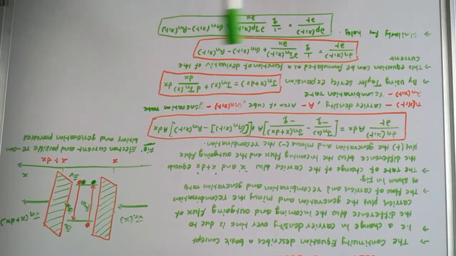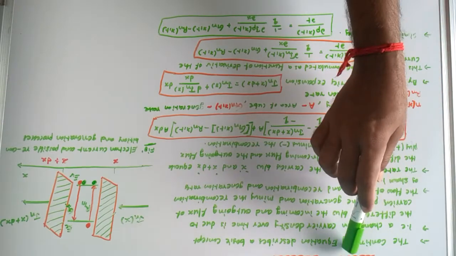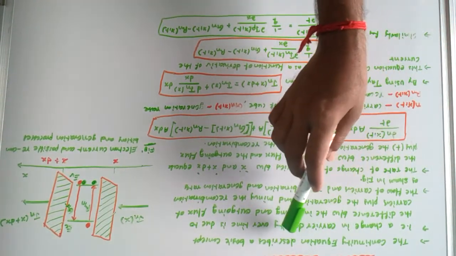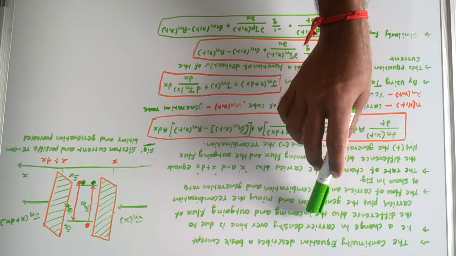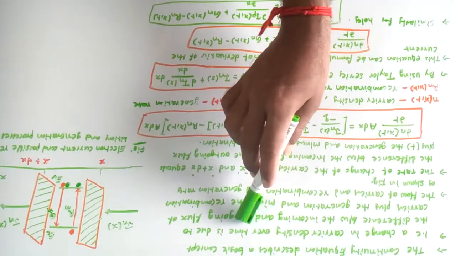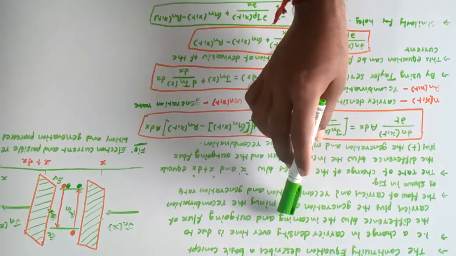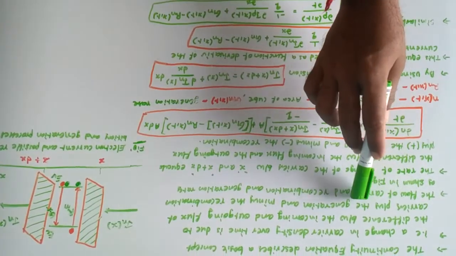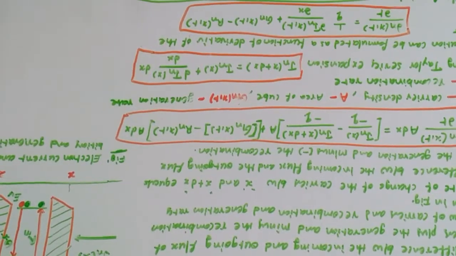Once we explain this concept, it is the continuity equation. Here the continuity equation describes a basic concept in semiconductors. That means the change in carrier density over time is due to the difference between the incoming and outgoing flux of carriers. Plus is the generation, minus is the recombination.